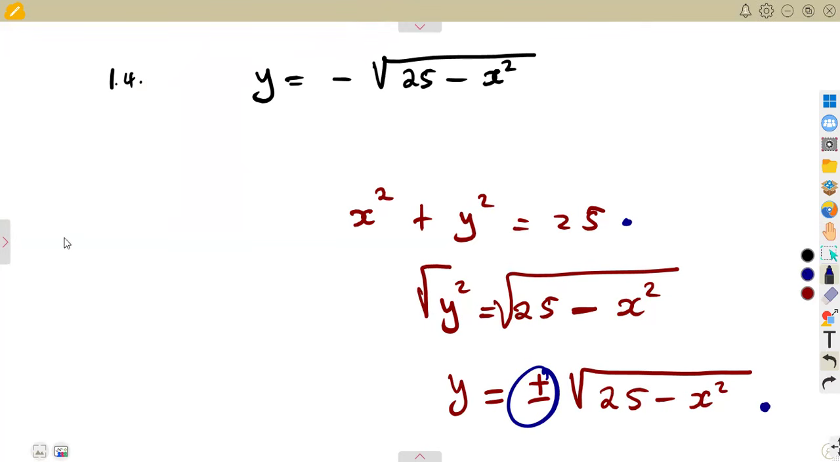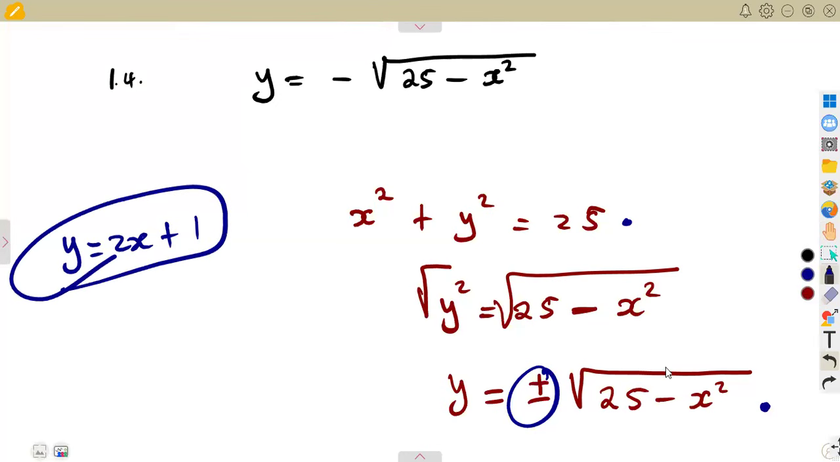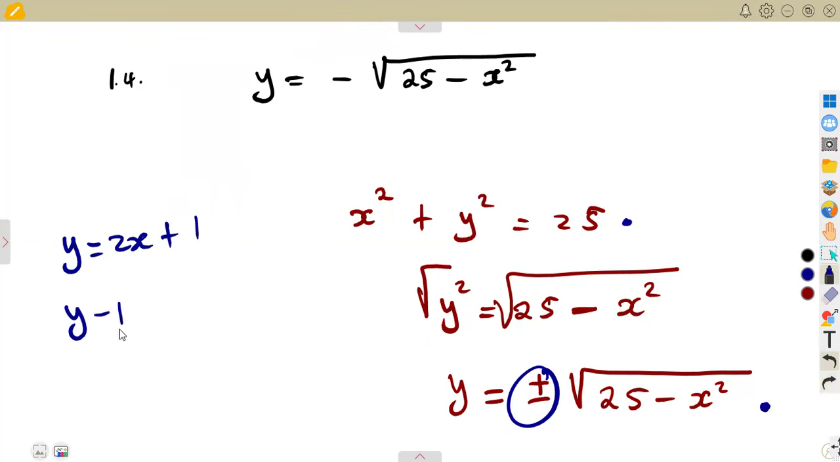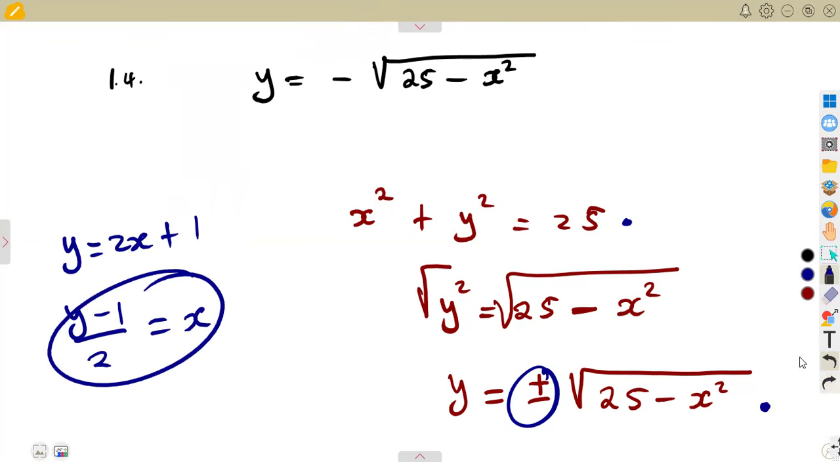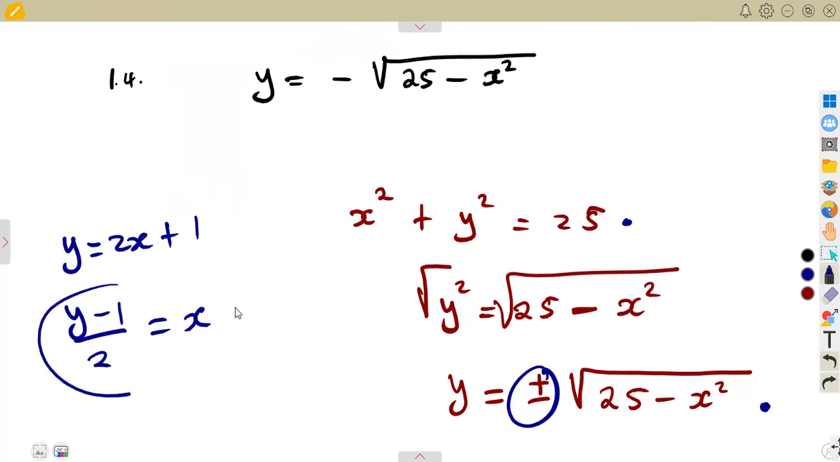Okay, guys, it's just like we are given y is equal to 2x plus 1. What type of a function is this? That's a linear function, a straight line. Okay, let's make x the subject. Y minus 1 over 2 is equal to x. What type of a function is this? It's still a linear function. Nothing has changed. If you input the values of x and the values of y, we are going to have a linear function. We just made x the subject.